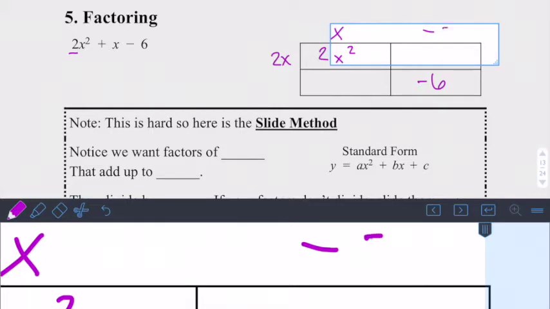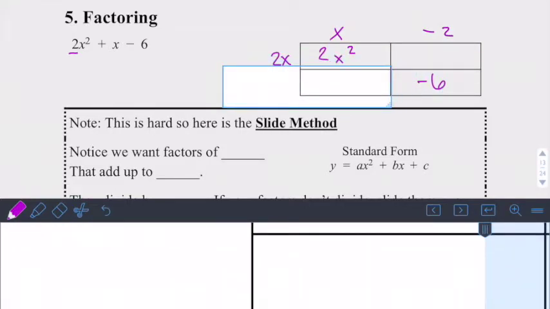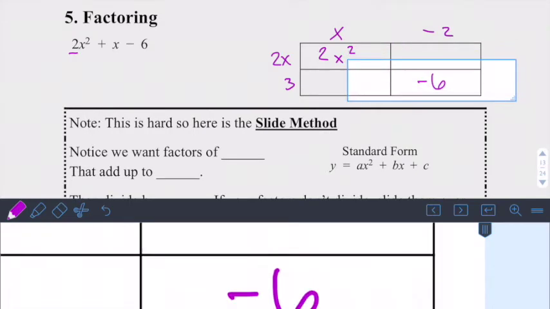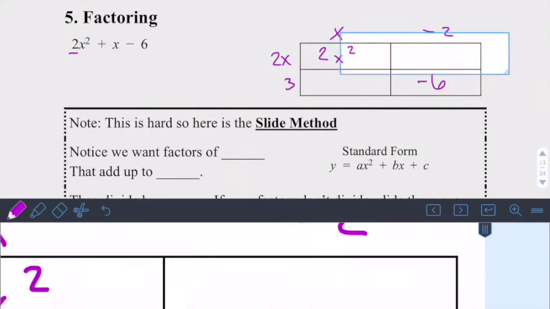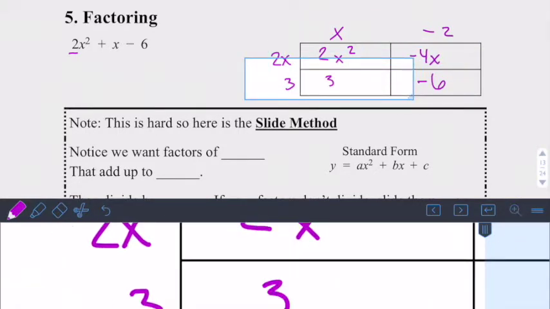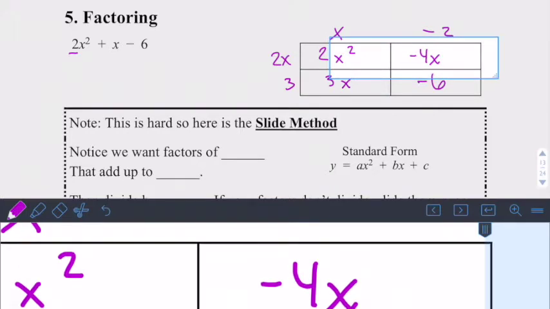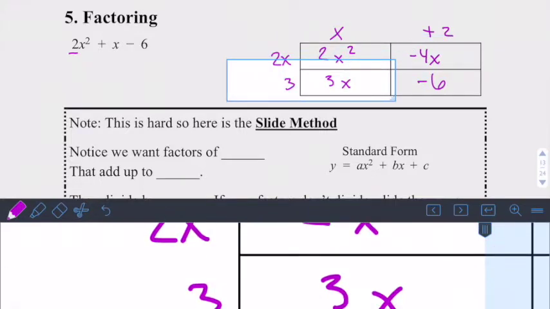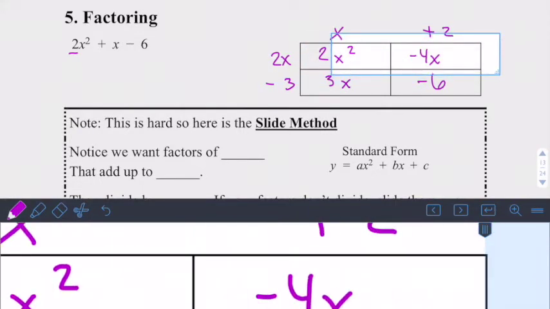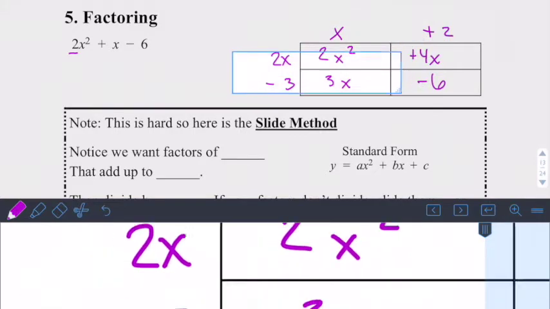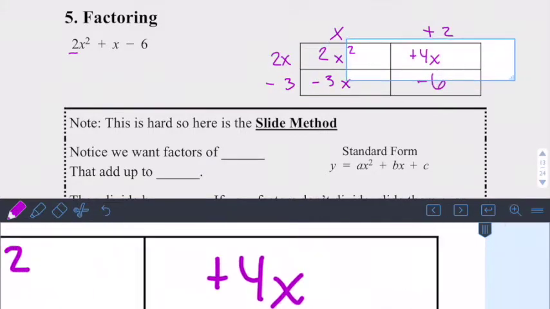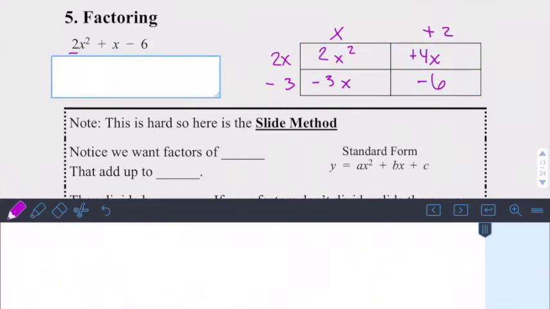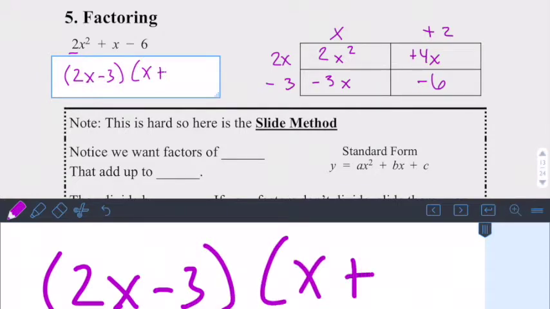Let's try minus 2 and 3. 3 times negative 2 is negative 6. Well, negative 2 times 2x is negative 4x, and x times 3 is 3x. 3x minus 4x is negative 1x. So that's close. So let's do plus 2 and minus 3. Well, 2 times 2x is 4x, and x times negative 3 is negative 3x. Now that's going to work. So my factors are 2x minus 3 and x plus 2.